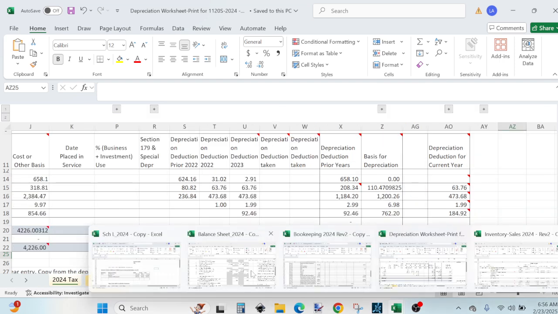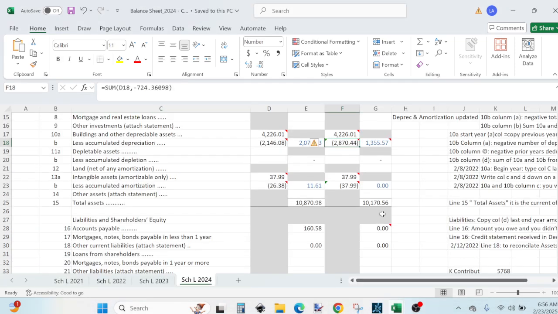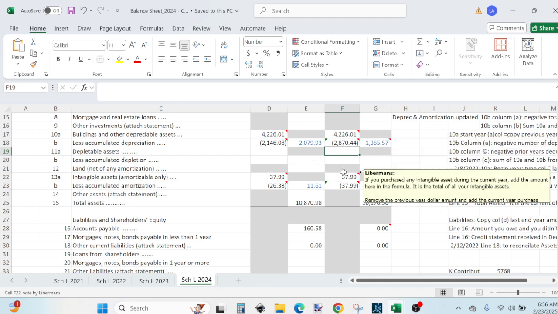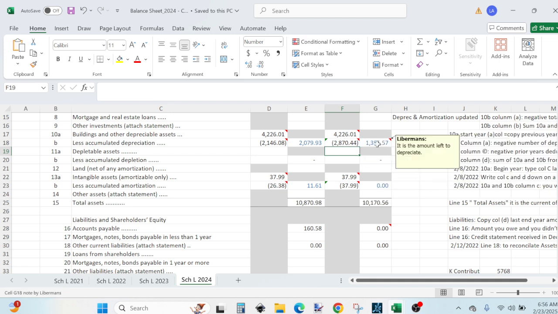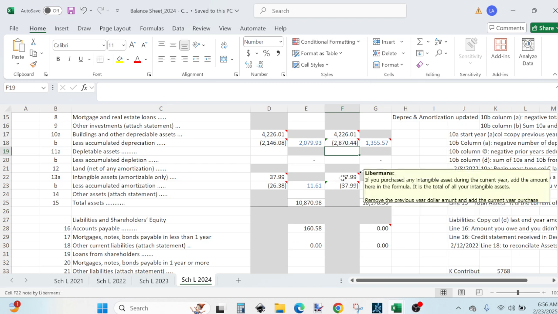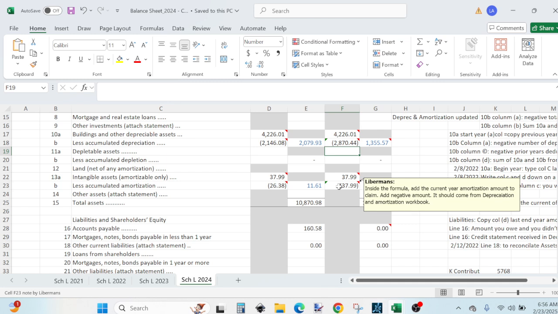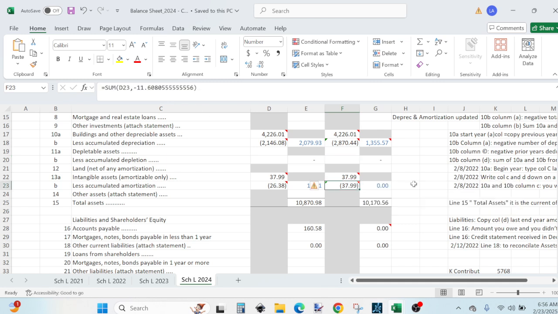724, if we go back to the balance sheet, 724, you add it there as well, and that cell is just tracking what you depreciated so far, and the difference between the two will tell you how much you have left to depreciate. For amortization, if you're amortizing things, your amortizable assets total will be on that row, and if you purchase an amortizable asset during the year, it will go on that row as well at the end of the year row, and the amortization amount you are going to take that year will go on that row.